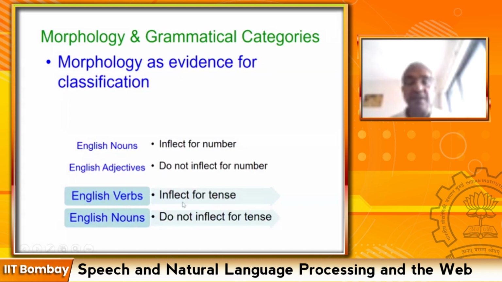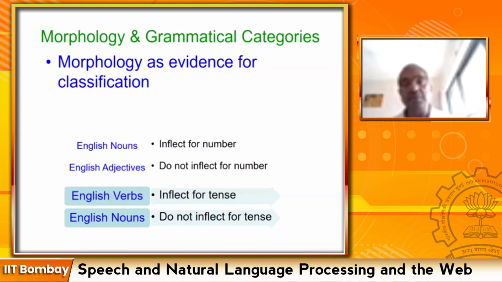Verbs inflect for tense. Nouns do not inflect for tense, at least in English. So boy, the boy laughs, the boy laughed. Okay, you do not transform the word boy because the tense has changed from present tense to past tense. So these kind of transformations happen, and we will go on dealing with morphological discussion for a few more classes.